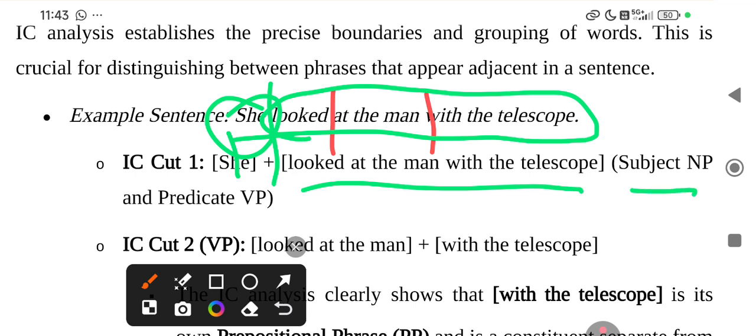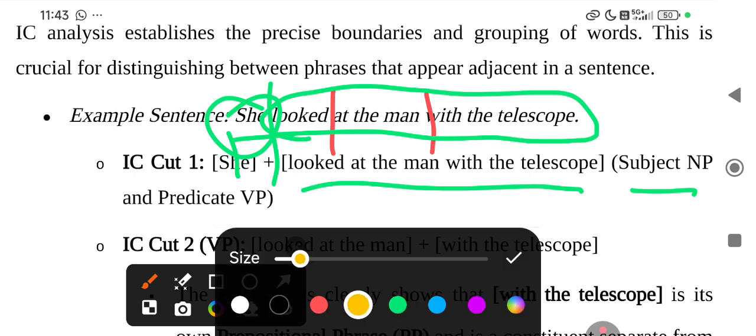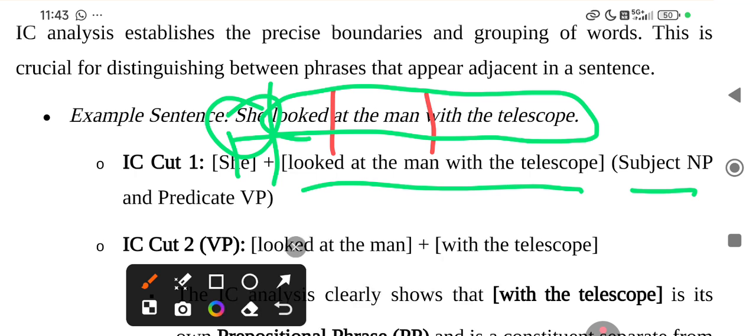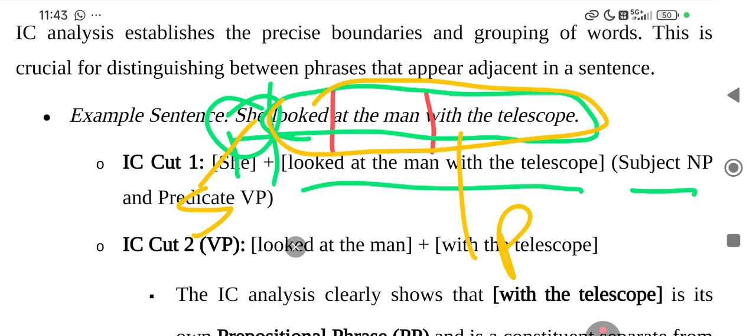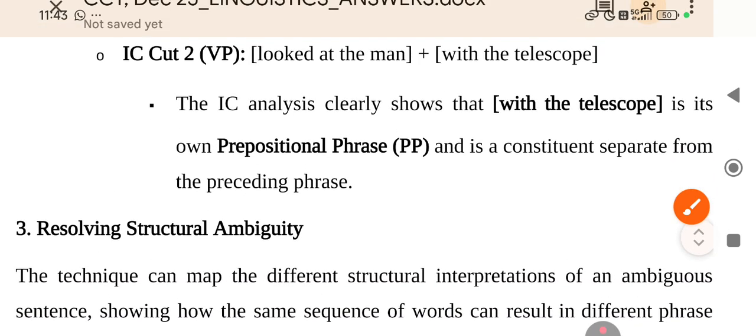subject NP and predicate VP. So here, what's the subject and what's the predicate? This she is the subject and the rest of the words are the predicate. Okay. Now cut 2. Looked, she is a noun phrase. Now looked at the man with the telescope.